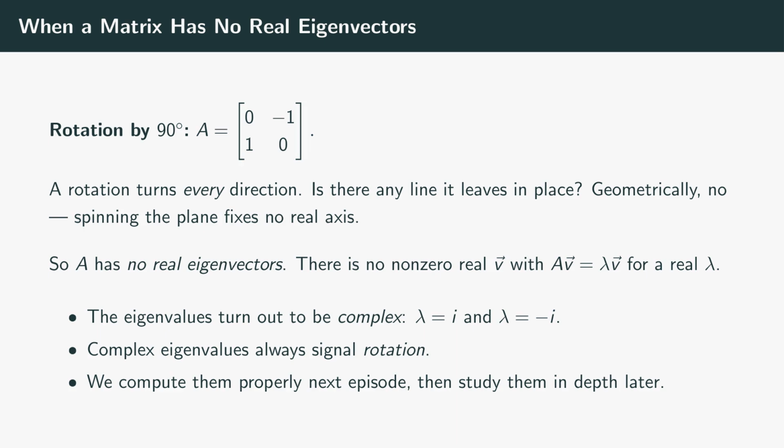Think about physically spinning the whole plane a quarter turn. Every single direction moves to a new direction. There is no axis that stays put. So a pure rotation has no real eigenvectors at all. There is no non-zero real vector that comes out pointing the same way. This is not a failure, it is information.